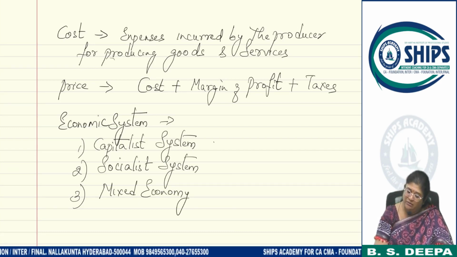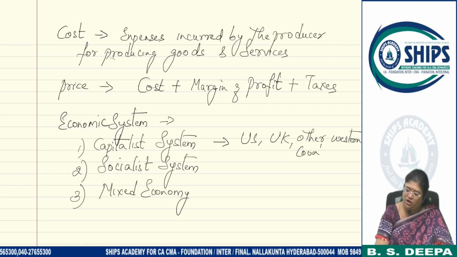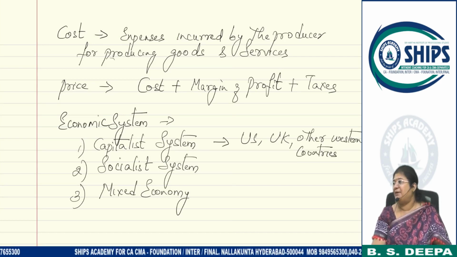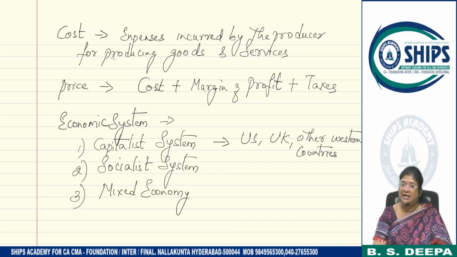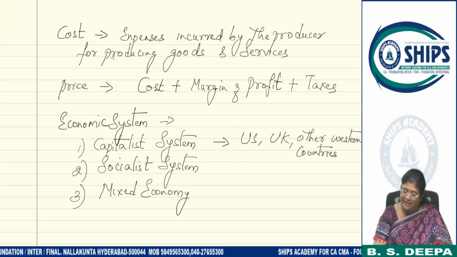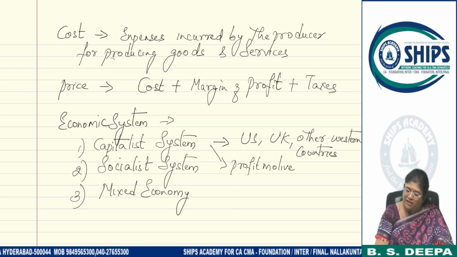Okay, so when we talk about this capitalist system, which is usually followed in the US, UK and other Western countries, majority, I will not say all, majority of countries have a capitalist system. Now what are the features of a capitalist system? What happens in a capitalist system? Correct? So profit motive is a main criteria. Everybody looks to earn profit.